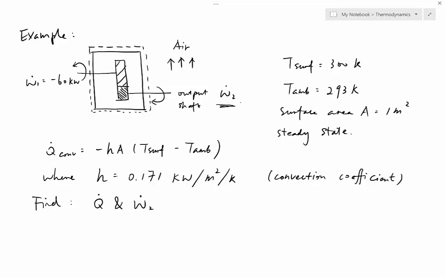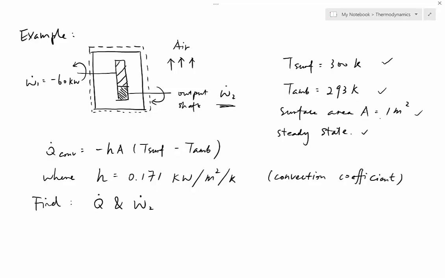Okay, what else do we know? Surface temperature of the gearbox is 300 Kelvin. Ambient temperature of the air is 293 Kelvin. Surface area of the gearbox is 1 meter square. And we also know it's at a steady state. Do you remember what steady state means? Steady state means the properties do not change over time.